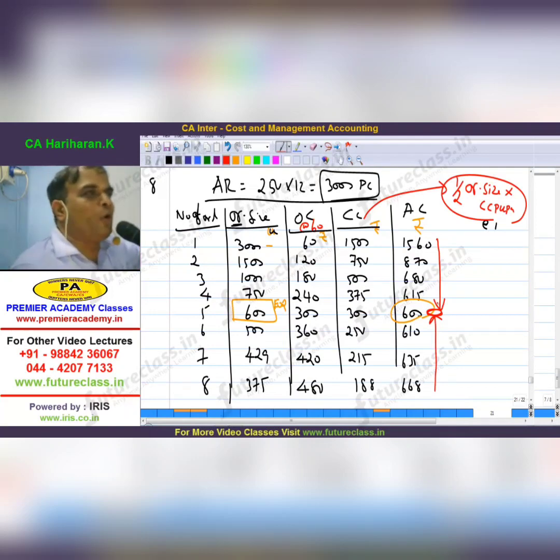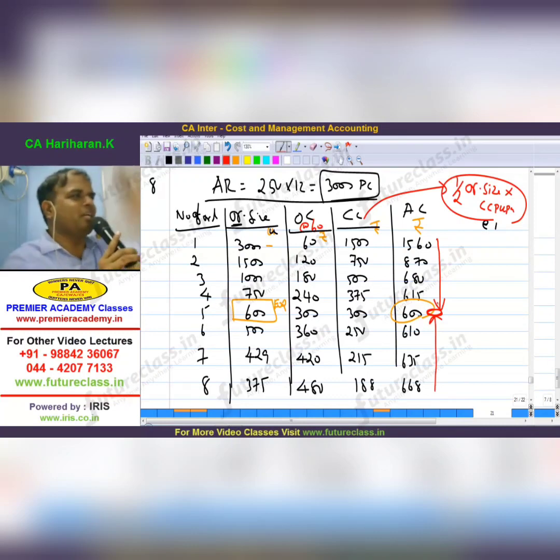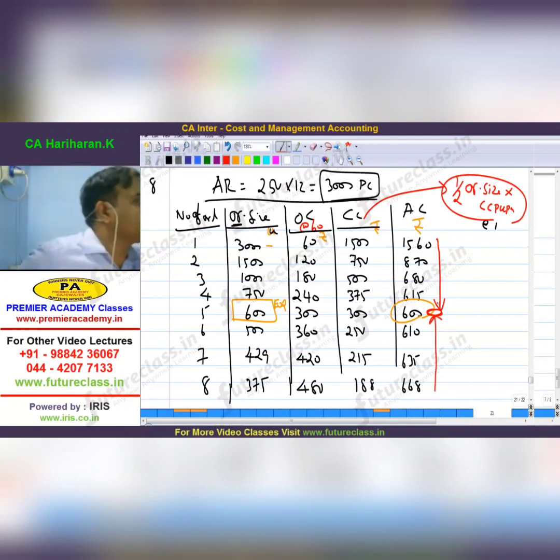Therefore, over and above EOQ, cost will start increasing. It keeps on being incremental. There is no decremental cost at all. Therefore, you need to go up to 8 trials. The moment the 6th trial itself showed cost started increasing; till then it keeps on decreasing. Therefore, you can stop. Therefore, where the intersection is, the least cost is equal to economic ordering quantity. Comfortable or not? You don't need any formula. By way of trial and error method, tabular method, you can stop. Got the conceptual clarity, all of you?